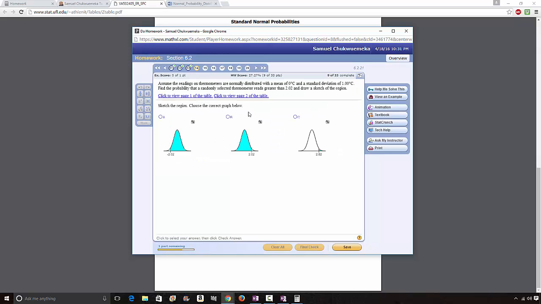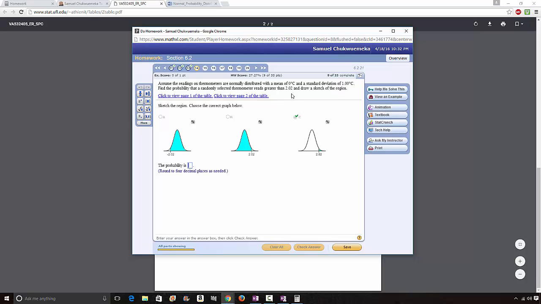Question 14. This is still the standard normal distribution table because it has a mean of 0 and a standard deviation of 1 degrees Celsius. Find the probability that a randomly selected thermometer reads greater than 2.02. This is greater than negative 2.02. This is less than 2.02, but this is greater than 2.02.